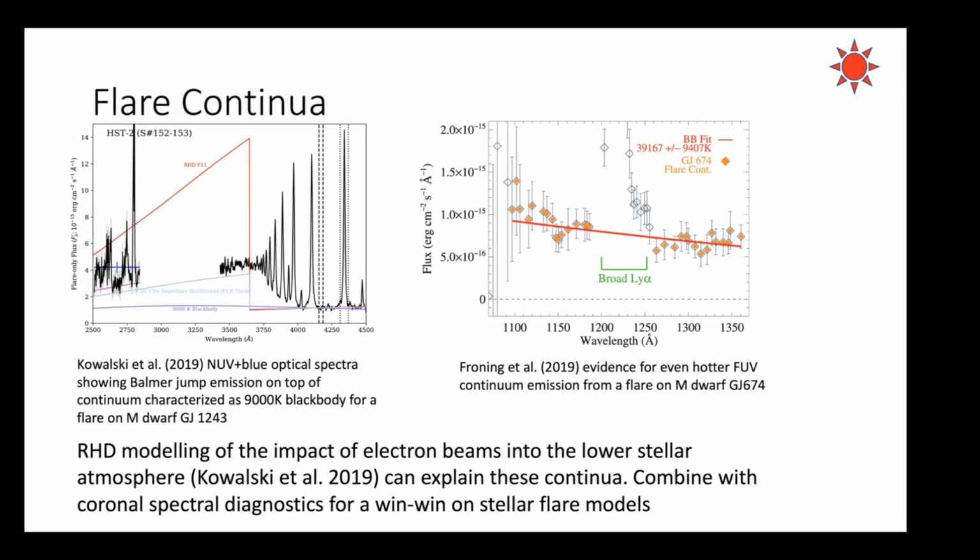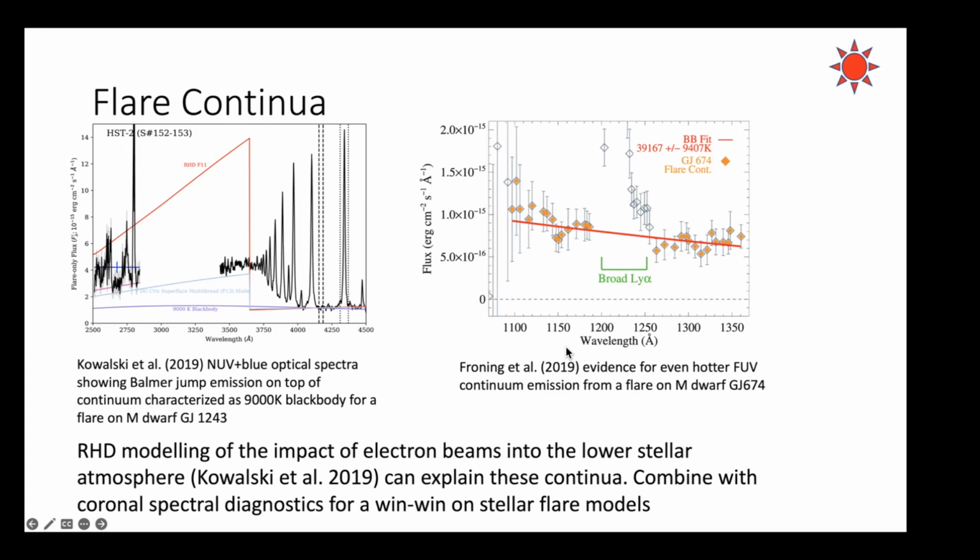That's not the whole picture of what's happening during stellar flares. When you can actually resolve this region, you see that there is Balmer jump emission on top of that. The figure on the right shows that if you can characterize the flare continuum in this very energetic flare from an M dwarf, GJ 674, with an even hotter black body of almost 40,000 Kelvin.